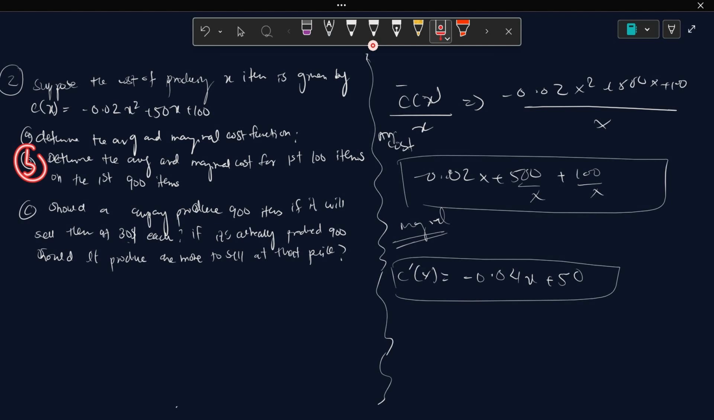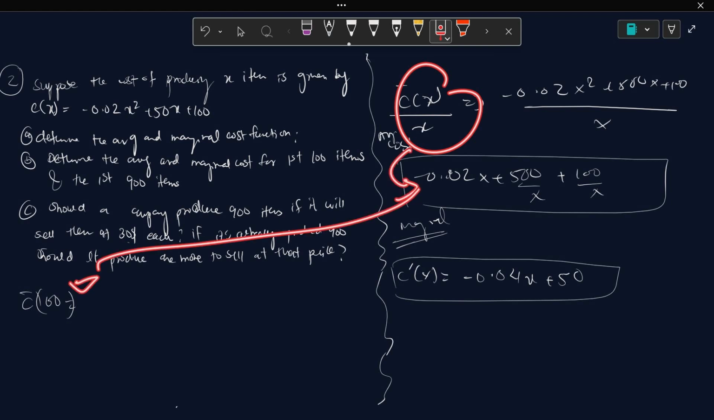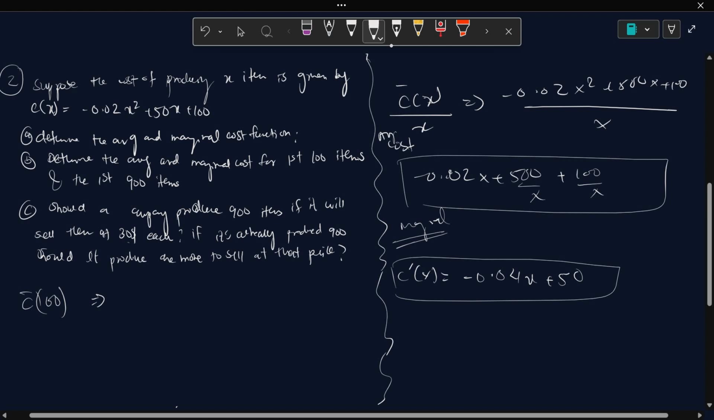In letter B, they're asking you to determine the average and marginal cost for the first 100 items, and the first 900 items. So let's find it for the 100 items. For the average cost, we are given the function, and we have to plug in 100 into this equation. If we go through the values, you should get $49 per item.